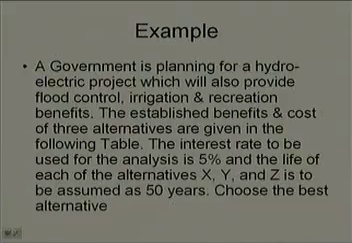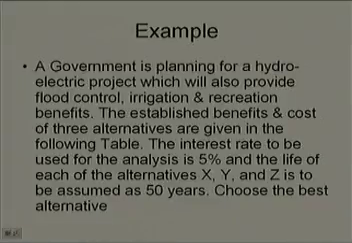Now, we will consider one example. You can note down this example, please. It says a government is planning for a hydroelectric project. Now, what does this project provide? It provides flood control. It provides irrigation and recreation benefits. Now, the established benefits and costs of the 3 alternative projects are given in the table. I will give you the table in the next slide.